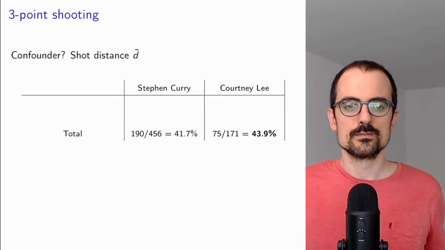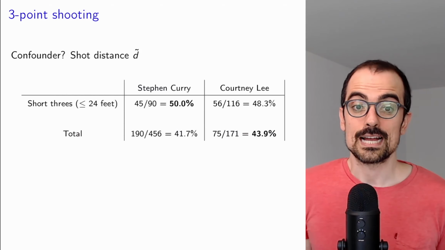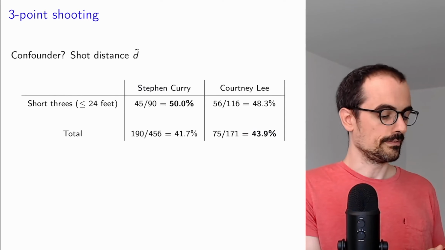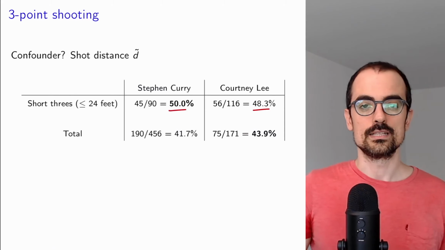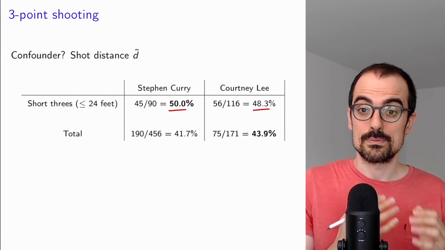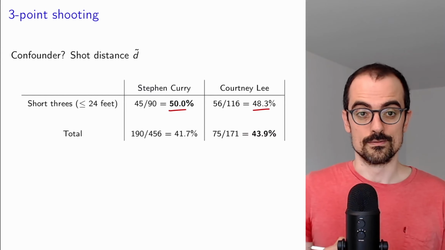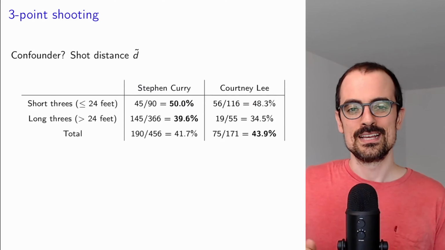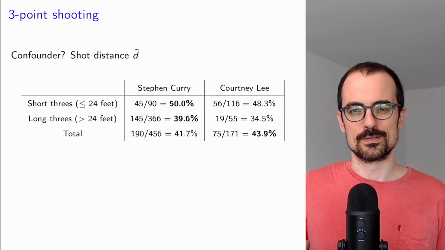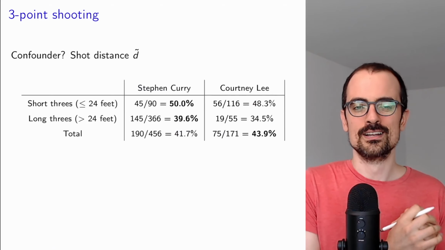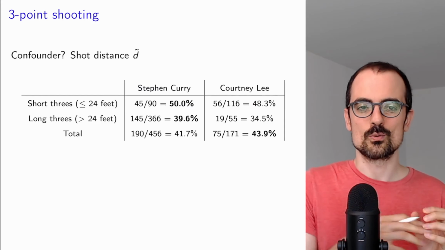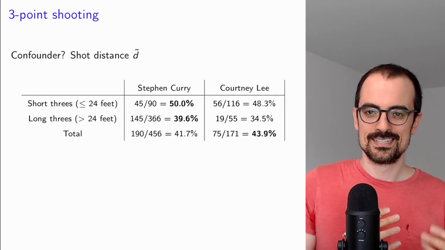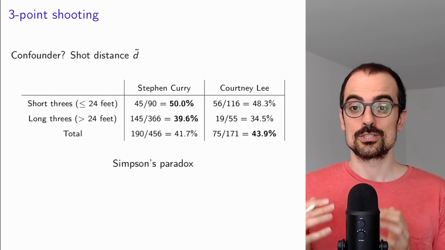If we look at shot distance, we can see that Stephen Curry actually shot better in short threes that were close to the 3-point line. He shot 50%, while Courtney Lee only shot 48.3%. Now let's take a look at what happened for longer threes beyond 24 feet. Well, there Stephen Curry shot much better, 39.6% compared to 34.5%. So this is very strange, right? When we only consider short threes, Curry shoots better. When we only consider long threes, Curry shoots better. But overall, Lee shoots better. That phenomenon is known as Simpson's paradox.